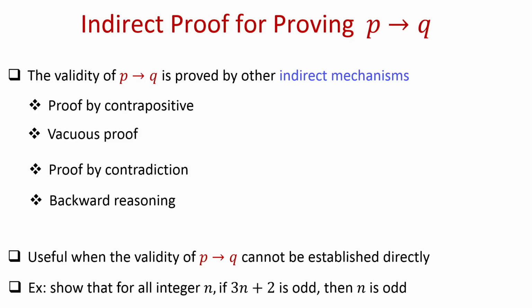So, for instance, if I want to prove the statement that for all integers n, if 3 times n plus 2 is odd, then n is odd, then I can't prove this statement using the direct proof method, even though this statement is true.